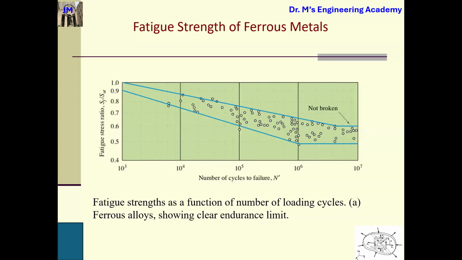So 1 million cycles is also a magic number. You can see from here, this will be horizontal. This is called the endurance limit, fatigue endurance limit. So this one, okay, I want to tell you guys, this value, this stress level is the endurance limit.